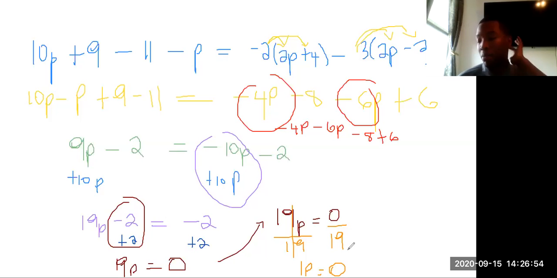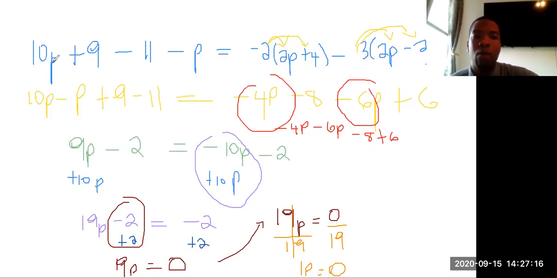And I want us to keep this in mind. 0 divided by 19 is 0, but 19 divided by 0 is not 0. I challenge you guys, or just persuade you guys to go out and look what 19 divided by 0 is. Find that out for yourself. So the answer for this question would be p equals 0.